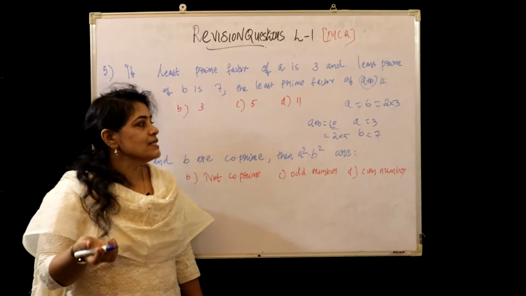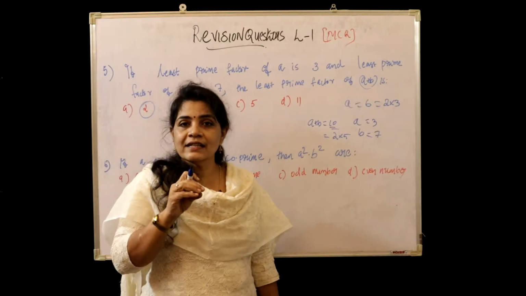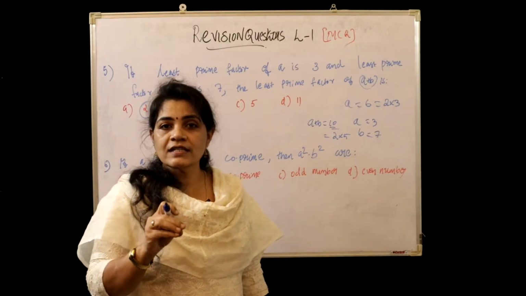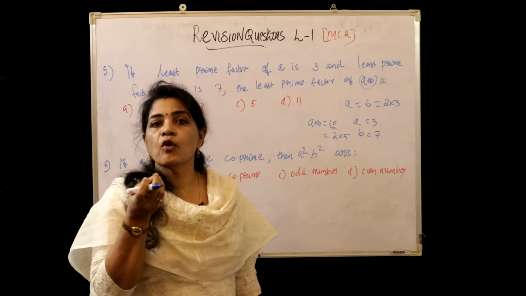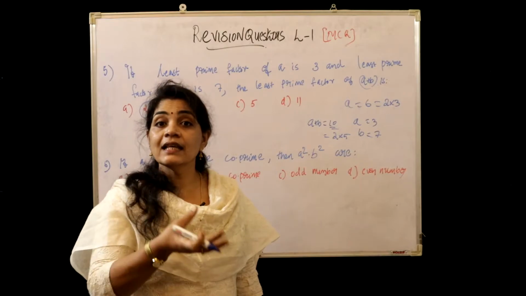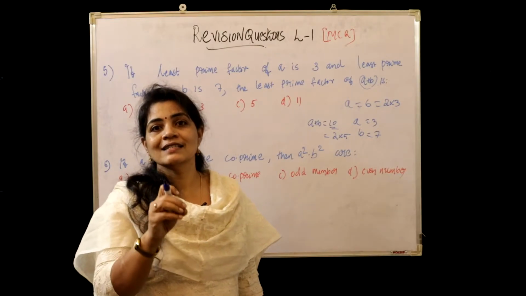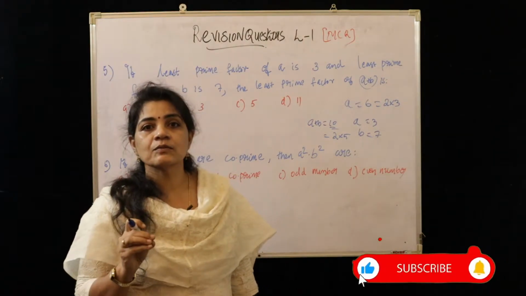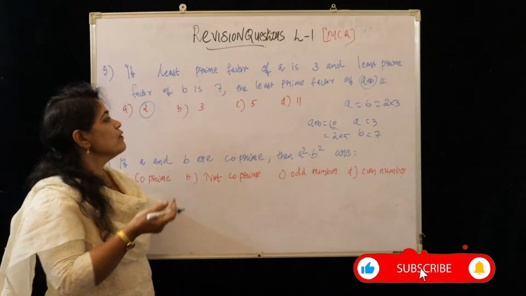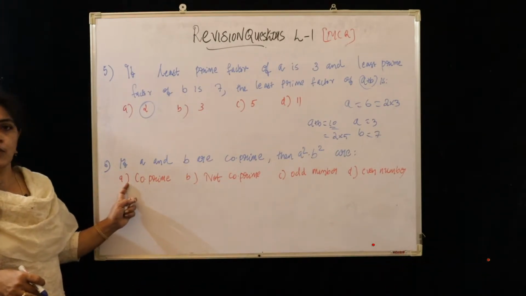Understood, children? That means in such problems, you will get A and B as odd numbers. The sum of two odd numbers will always be an even number, and an even number is divisible by 2, and we know that 2 is the least even prime number. Okay, so in A plus B, you can see the least prime factor will be 2. Understood? And the sixth problem.